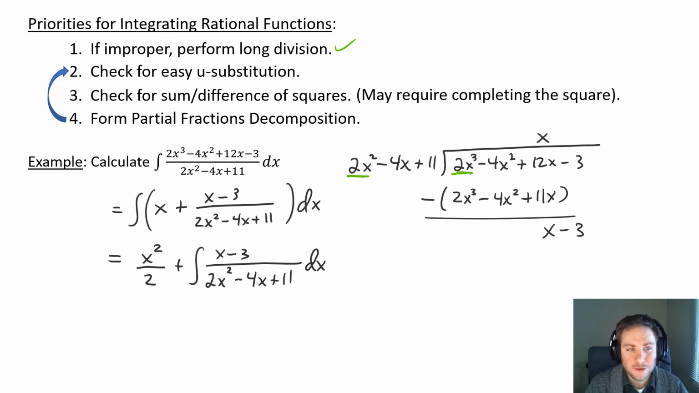Our integral here is not of the form f prime over f, and there isn't any other u substitutions staring us in the face. You can pause and think about that if you like. So let's look to our third priority. Check for a sum or difference of squares. We can get one of those by completing the square, since our denominator here is a quadratic expression.